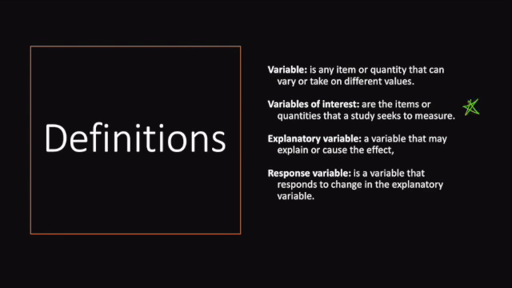An explanatory variable is a variable that may explain or cause the effect. And a response variable is a variable that responds to change in the explanatory variable. So if I eat more ice cream, my weight will probably go up. So that would be our explanatory variable and our response variable.